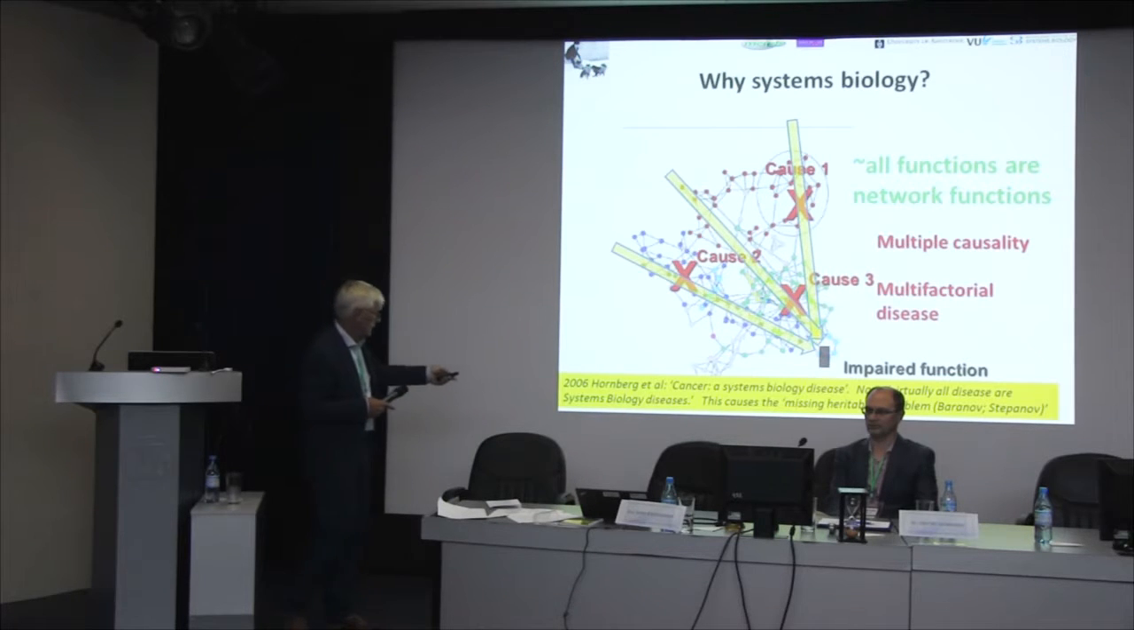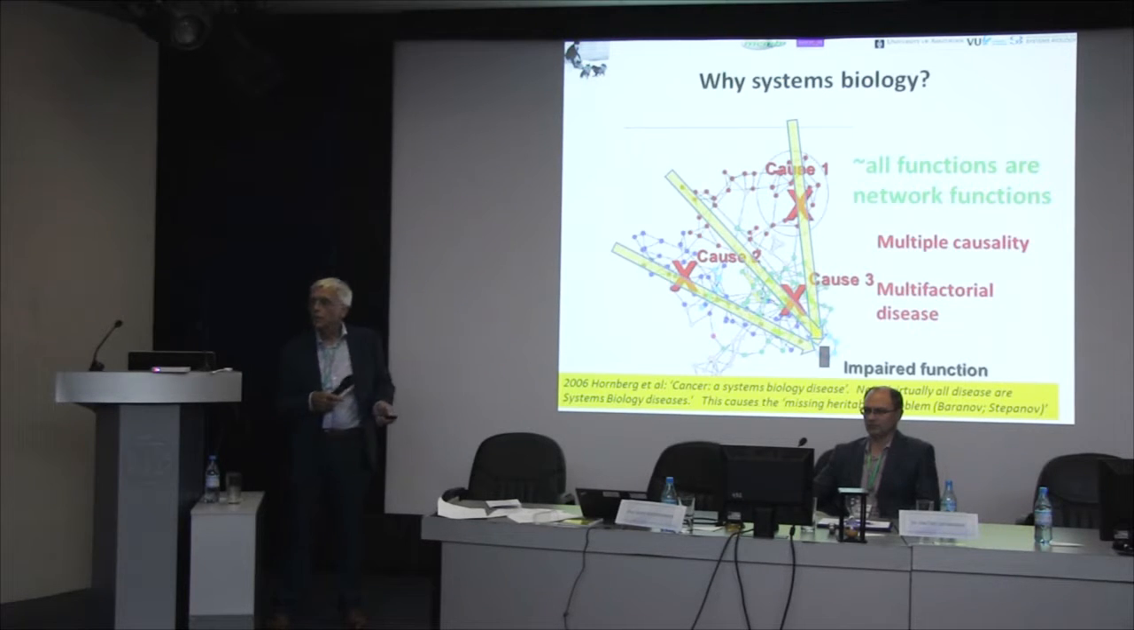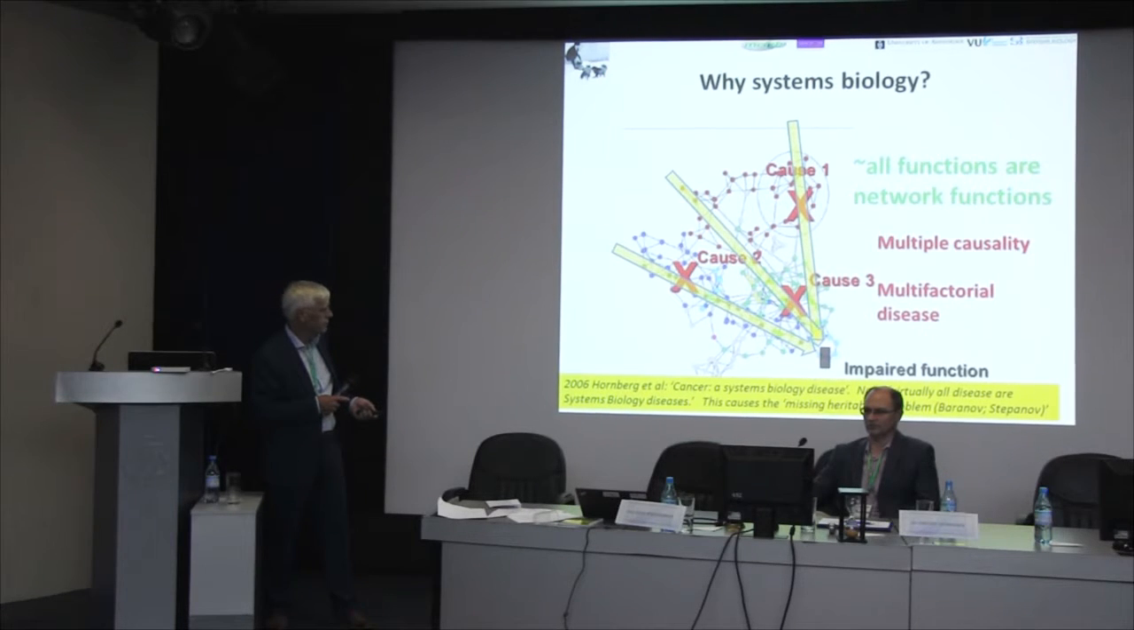And in fact, Westerhoff and myself and a couple of others proposed cancer to be a systems biology disease. This was well before Bob Weinberg made the second map. And I think that's much of the essence, and that's why we're so slow in getting further with this disease. And I would say that virtually all diseases are systems biology diseases. And this may tell you something about what I think about the missing heritability problem we heard about this morning in two talks, one by Baranov and one by Stepanov.